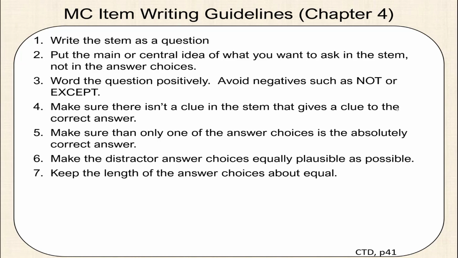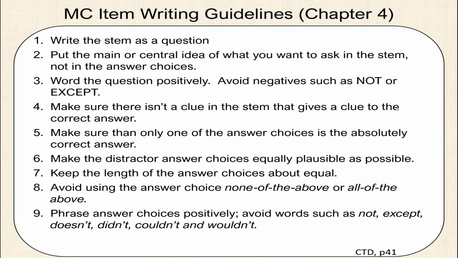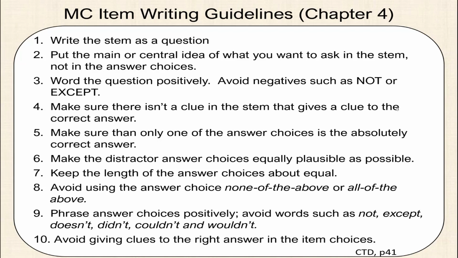And number 7, keep the length of the answer choices about equal. Sometimes one of the options would be a really long answer. Students have a tendency to pick that as the correct answer. It's just a behavior they have. Number 8, avoid using the answer choice none of the above or all of the above. And we'll talk more about that. Number 9, phrase answer choices positively. Avoid words such as not, except, doesn't, didn't, couldn't, and wouldn't. And we'll talk more about that. And of course, 10 makes sense. Avoid giving clues to the right answer in the item choices.